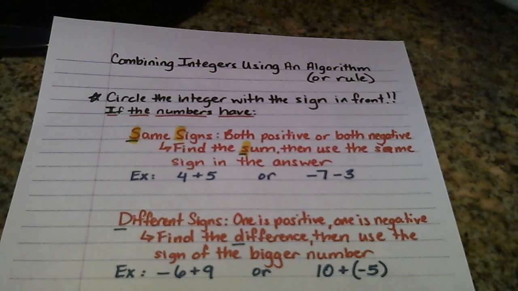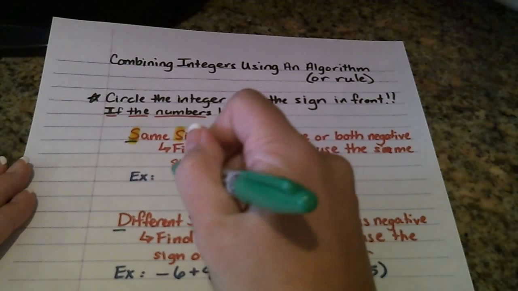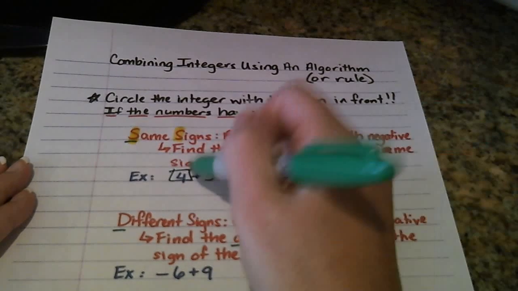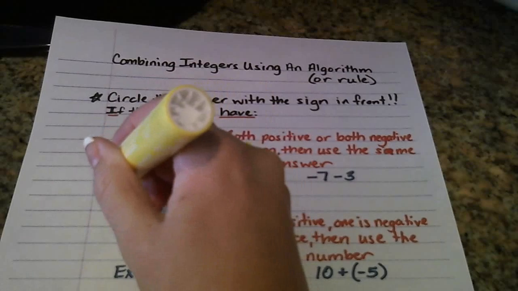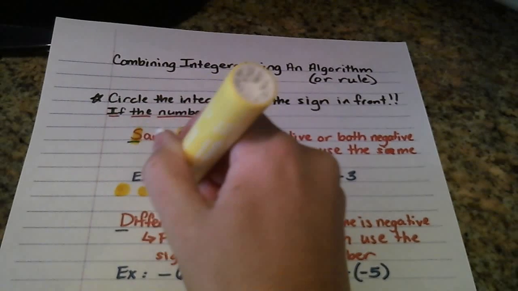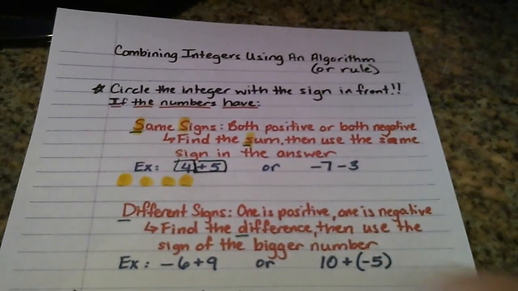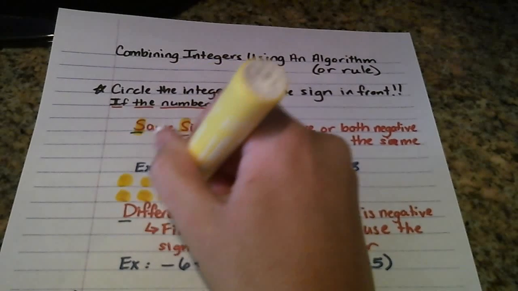Now let me show you why this works, why you're taking the sum of the two numbers. In my first example, we've got a positive 4 combined with a positive 5. Using colored chips is going to help me explain why we're taking the sum of these two numbers. So my first number I'm going to diagram as 4 positives. So there's 4 yellow chips. And then my second number is a positive 5.